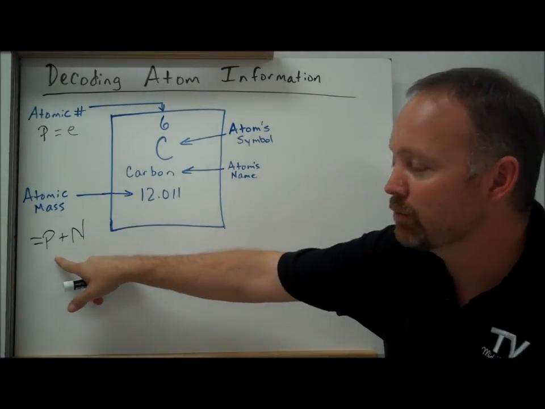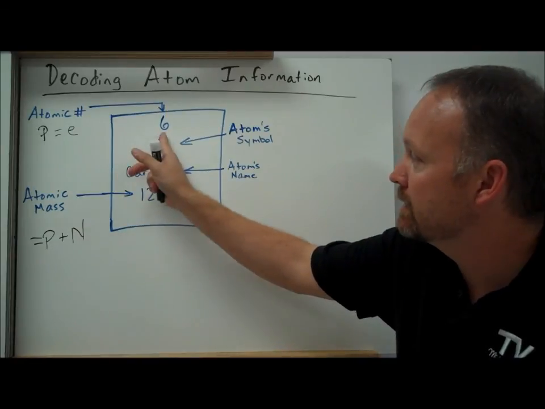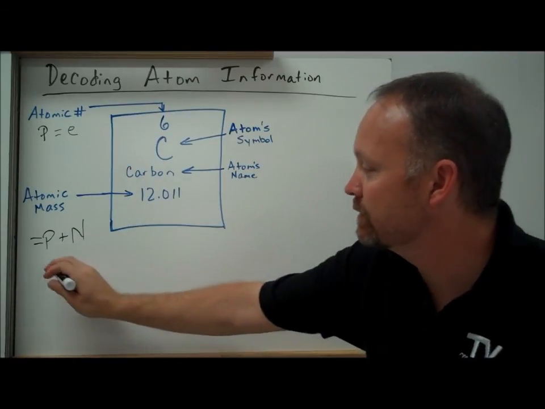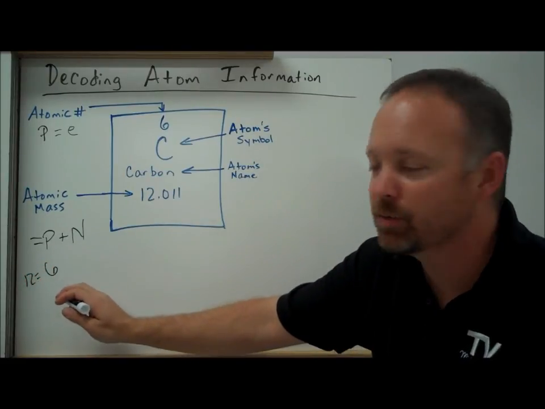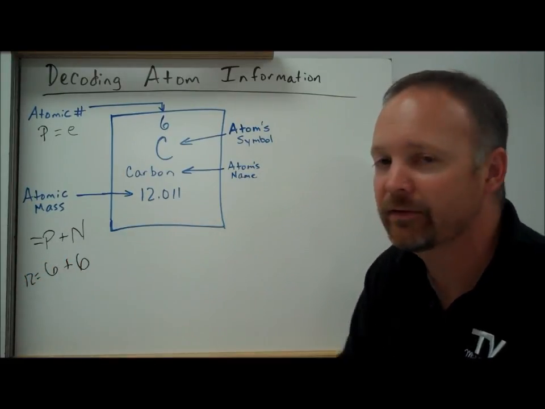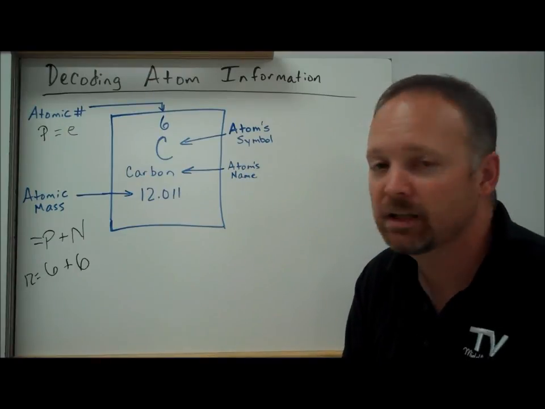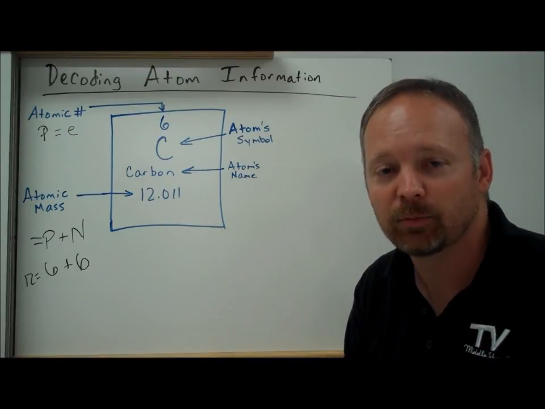So the atomic mass equals our protons plus our neutrons, and we know from the atomic number that our atomic number equals 6. So your mass number is 12, 6 of those are protons, which means that 6 of those also have to be neutrons. We'll continue to work with this, and hope you enjoy it. Thanks.